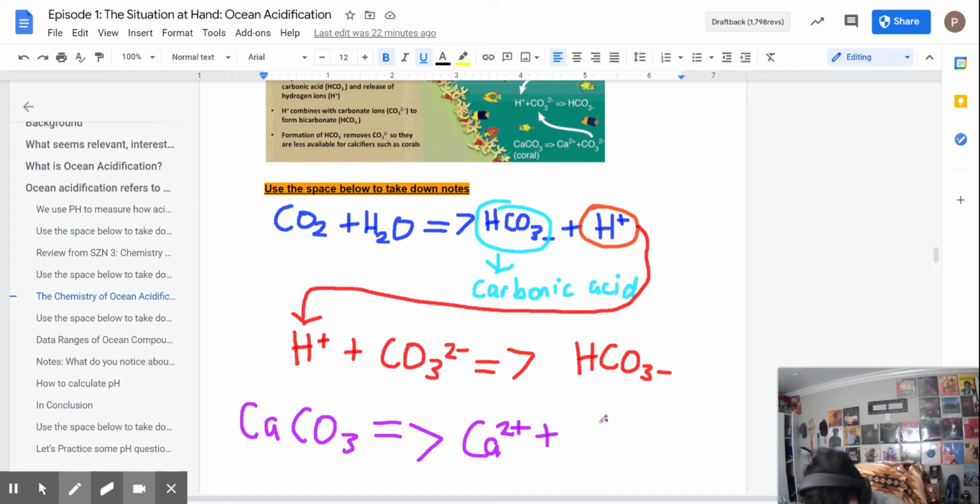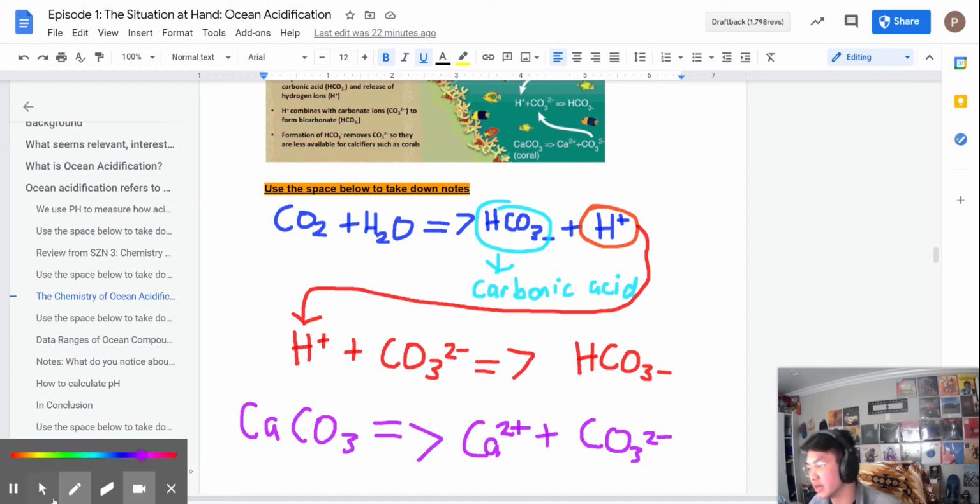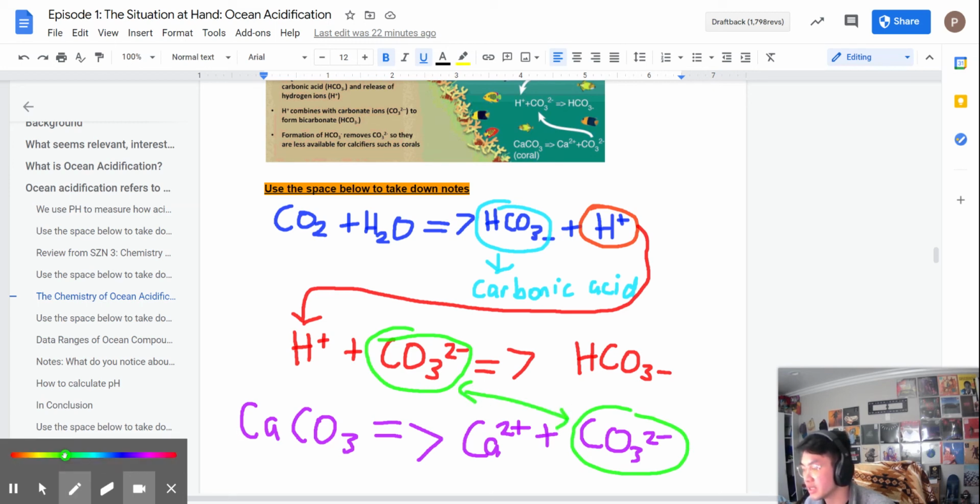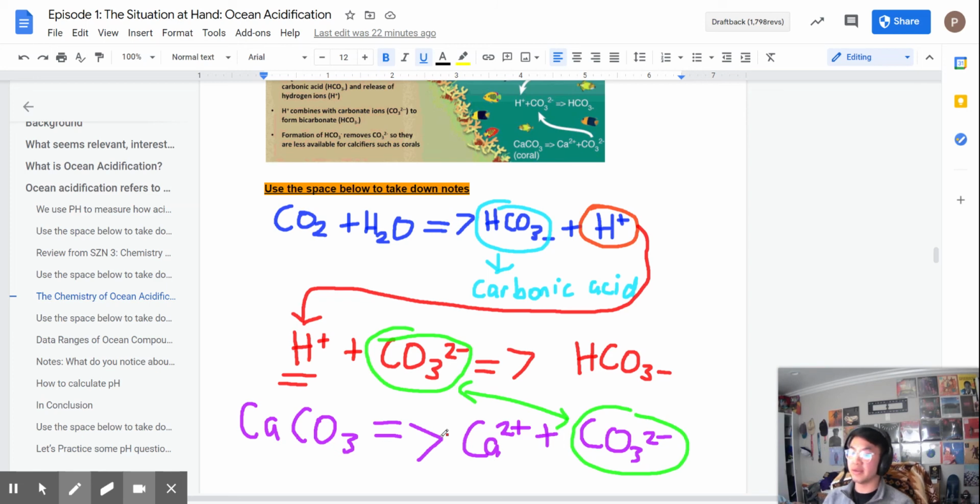Okay, and then that should be CO3 2 minus. And you're going to notice here, these are the common similarities between them, here in this light green. Everyone wants this carbonate here, okay? Everyone wants this carbonate. But the problem is that the hydrogen ions that are made from the CO2 being absorbed into the ocean are stealing all the carbonate available.